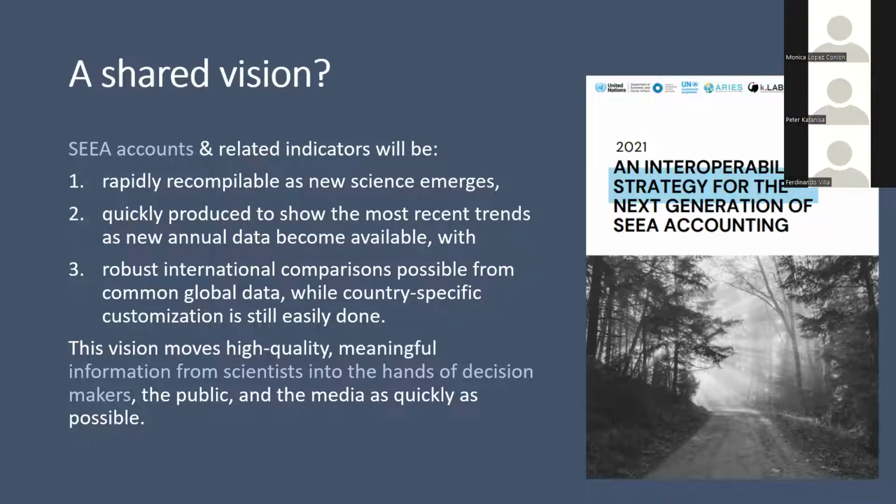We ought to be able to quickly extend time series when new data become available to build those time series, which are part of ecosystem accounting. And we ought to be able to do good international comparisons and at the same time be able to do good country-specific customization. And all of that ought to be able to help get the science into the hands of decision makers, including the public and the media, as quickly as possible.